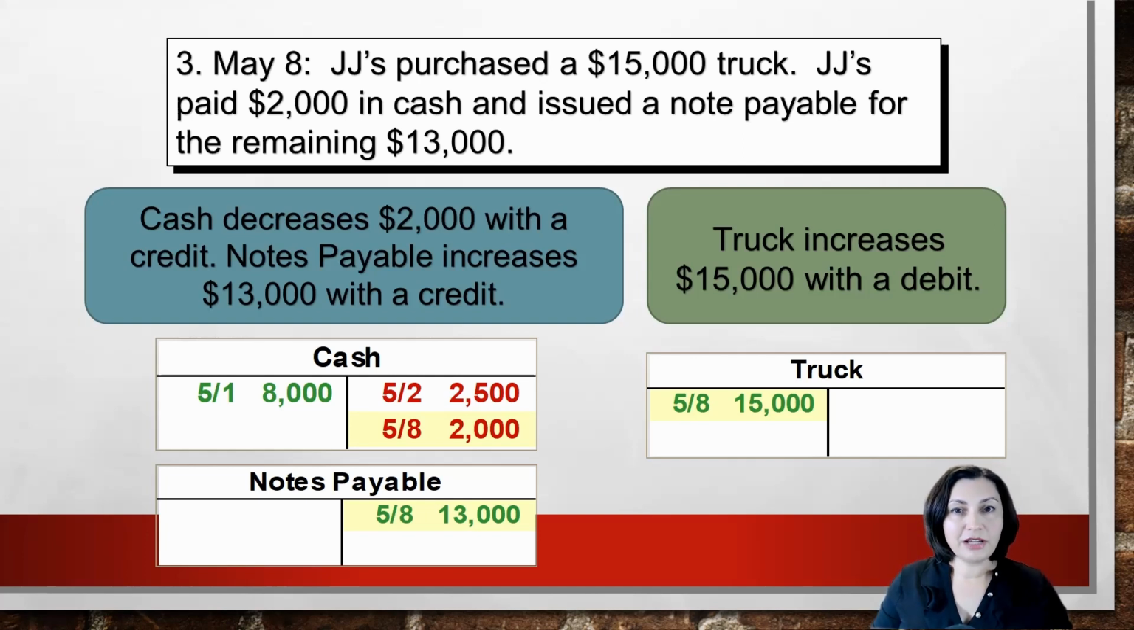Because cash was paid, the cash account will decrease by $2,000. A decrease in an asset account is shown with a credit.